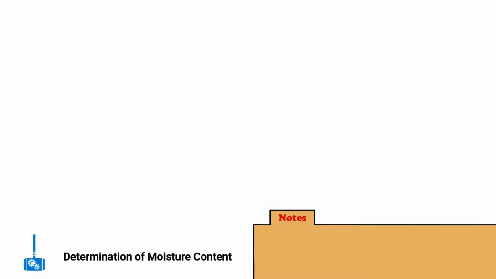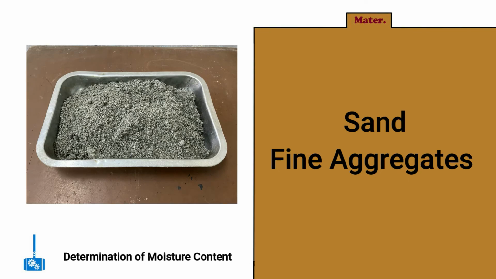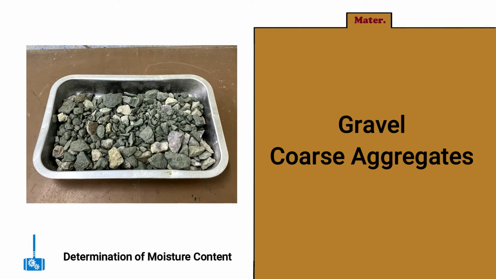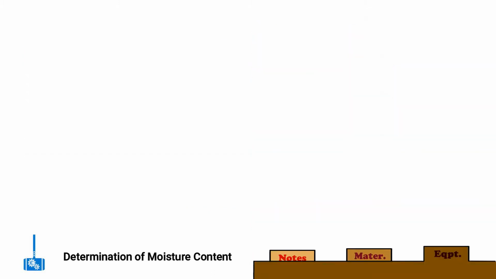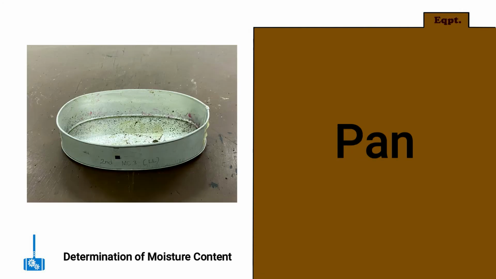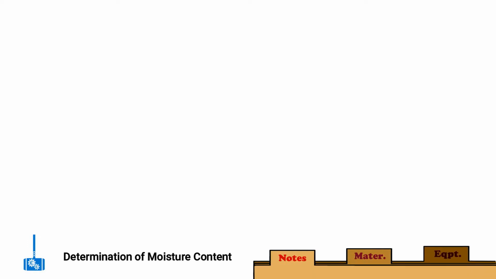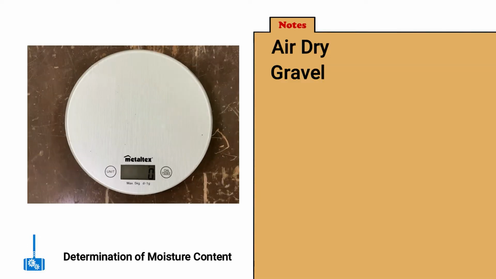Now let's go on with our materials. We would need sand or fine aggregates, and gravel or coarse aggregates. Next, we'll go with our equipment. We would need an oven, a pan, and a weighing scale with a sensitivity of 0.01 grams. Now let us proceed with our experiment.